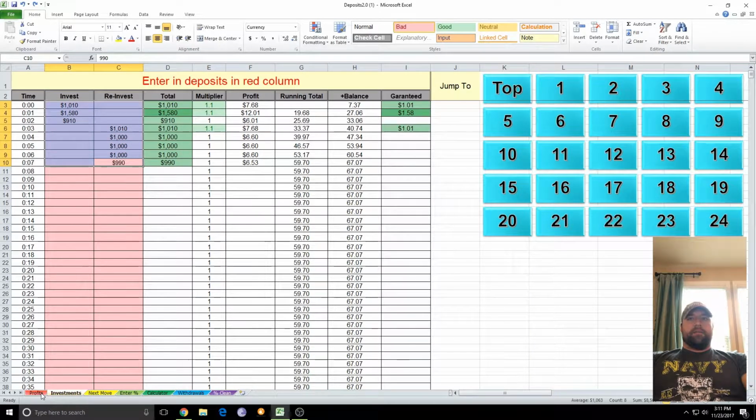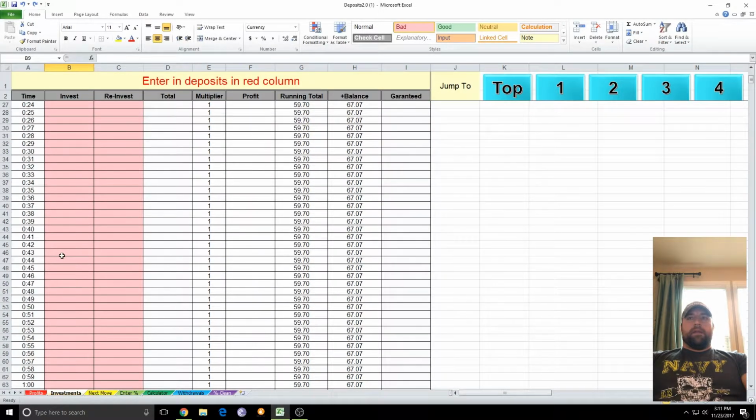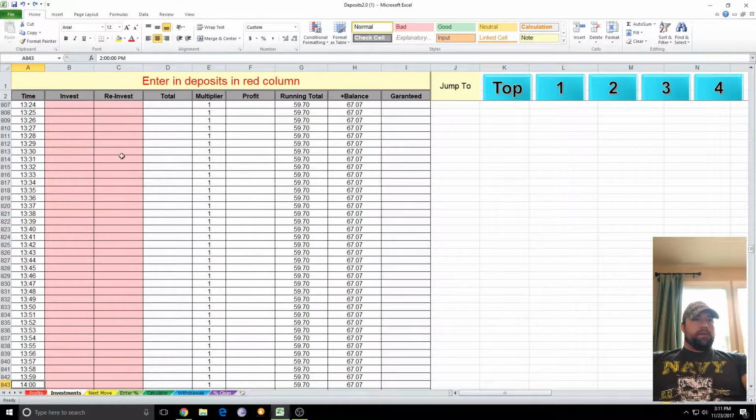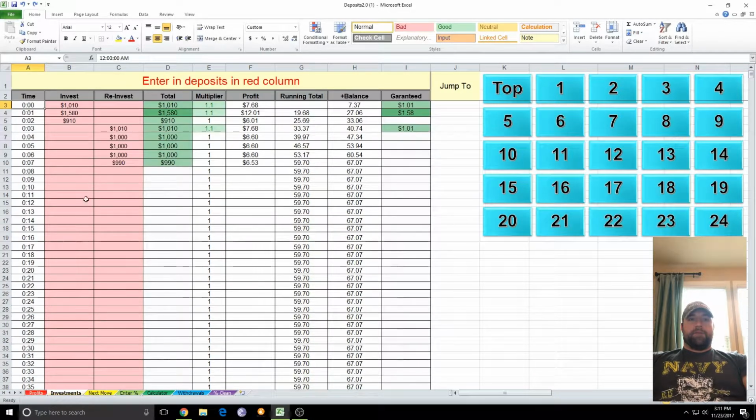I do have it set so you can put it during the time of the day, and let's say it's 2 o'clock, go to 2 o'clock, you can enter your information there. This comes handy when we're using the calculator or the next move page, which we're about to go over.